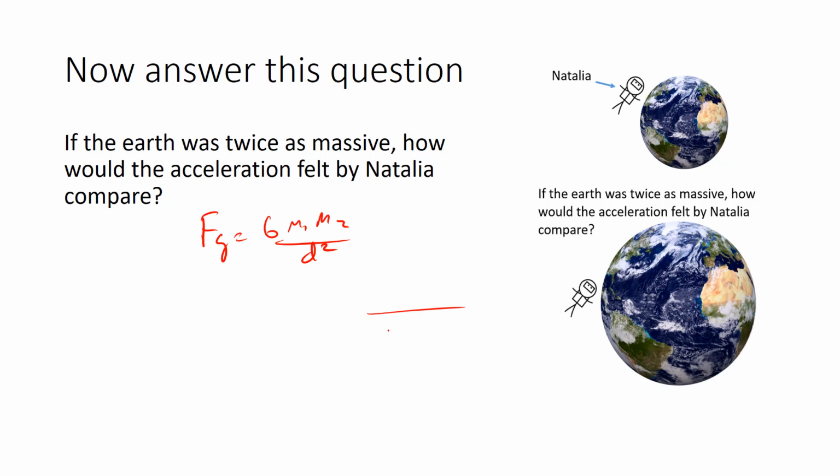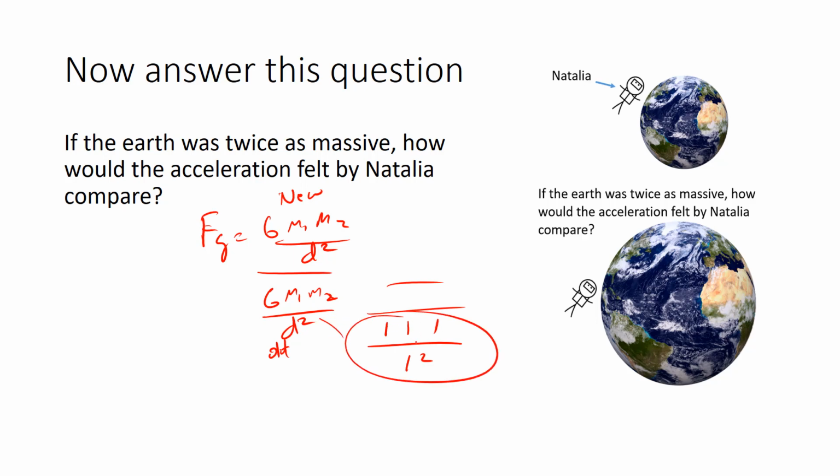If everything was the same, G being the same, m1 being the same, m2 being the same, d being the same and squared, we're going to put the new over the old. This is the old, this is the new. Once again, the G was the same, mass was the same, mass 2 was the same, distance was the same, squared. So that actually equals 1.